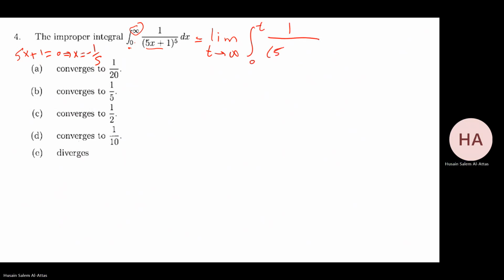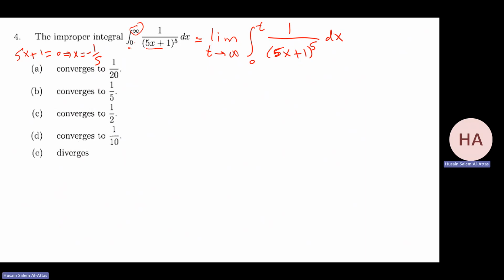Okay. This one, same idea. Where is my problem? I don't have a problem with the 0. Actually, the denominator is 0 when x equals -1 over 5, which is not in this interval from 0 to infinity. So I need to care only about the infinity. So that will make it the limit as t goes to infinity of the integral from 0 to t of 1 over (5x plus 1) to the power 5 dx.